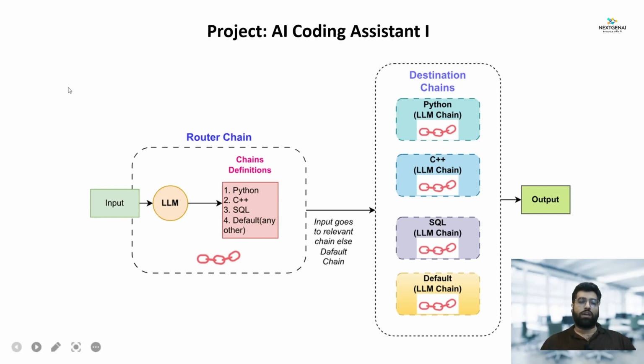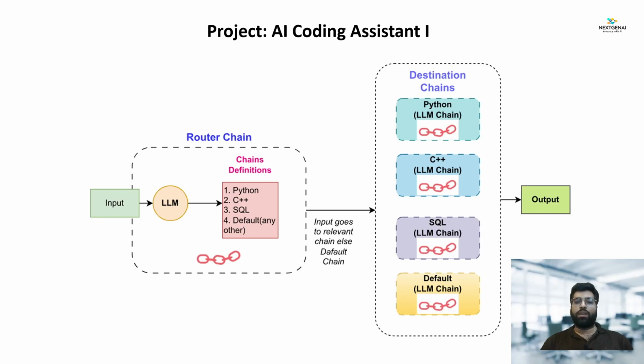Let's say the input is: give me the factorial of any given number, like 5. The input goes directly to the router chain, and inside the router chain we have the LLM. The LLM will understand the input, and then it will consider the different given chain definitions, like the Python chain definition, the C++ chain definition, the SQL chain definition, or the default chain definition.